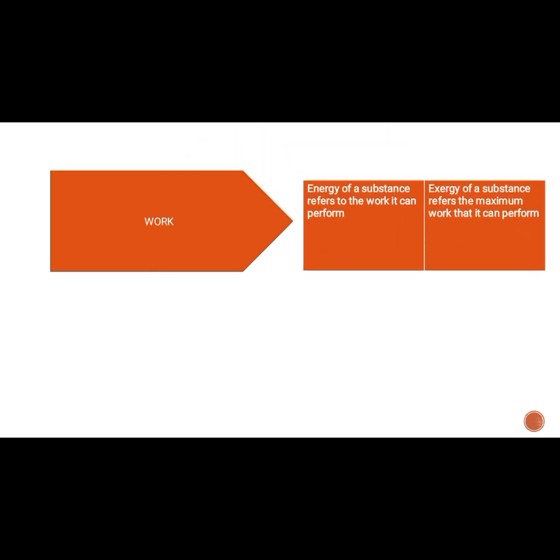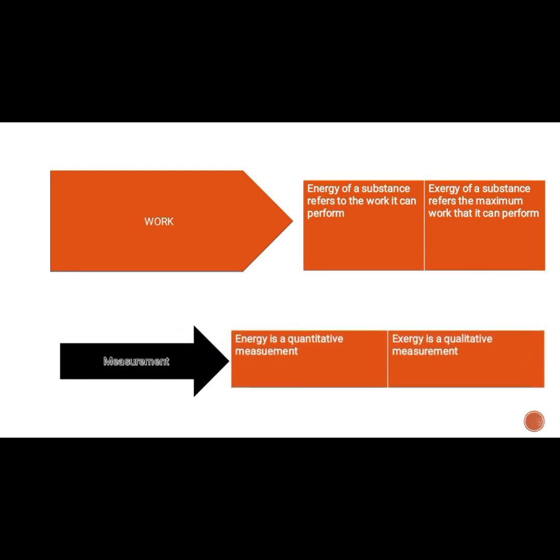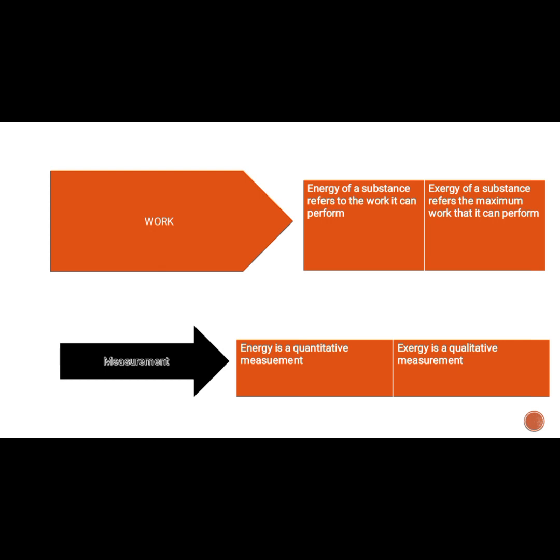The second one is the work. In regard to the work, energy of a substance refers to the work it can perform, but exergy of a substance refers to the maximum work that it can perform. So the maximum is the difference here that differentiates exergy and energy in terms of work. And in accordance to measurement, energy is a quantitative measurement whilst exergy is a qualitative measurement, as we can see on the screen.